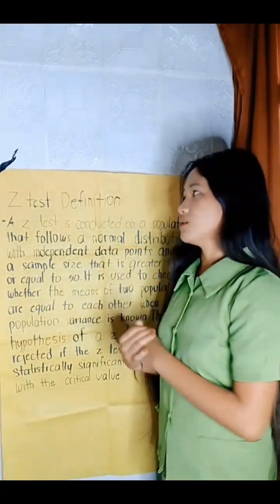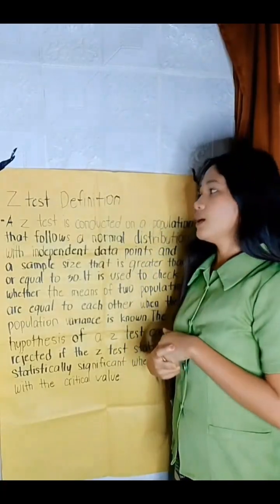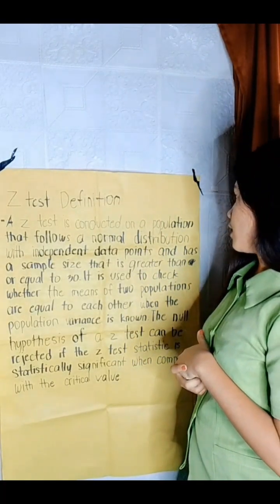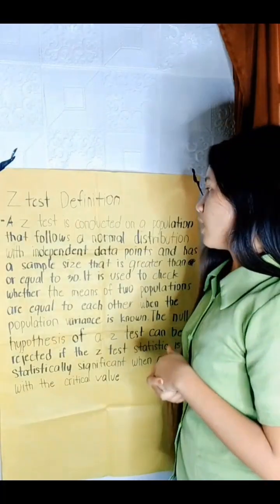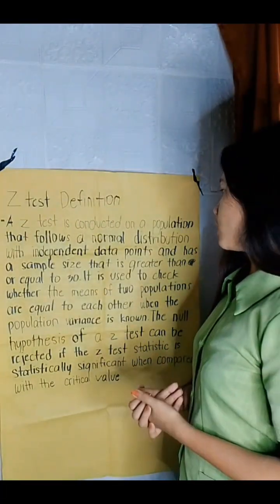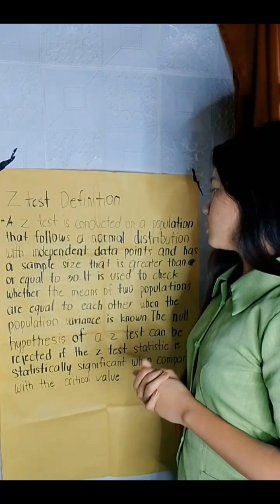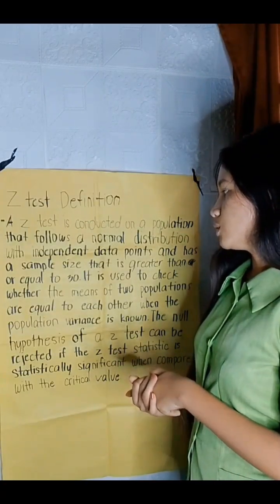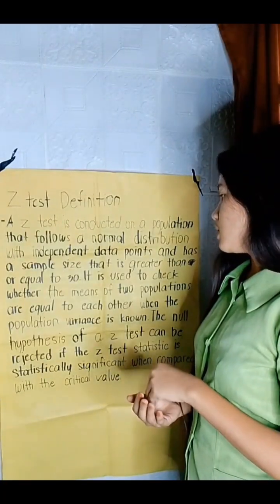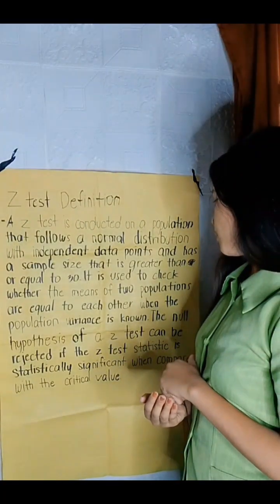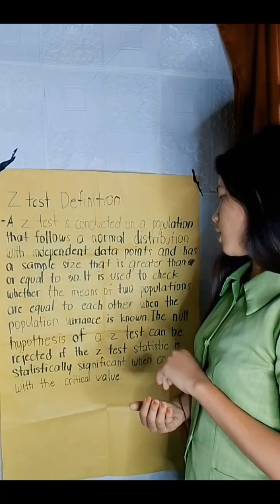And now let's discuss the Z-test definition. A Z-test is conducted on a population that follows a normal distribution with independent data points and has a sample size that is greater than or equal to 30. It is used to check whether the means of two populations are equal to each other.